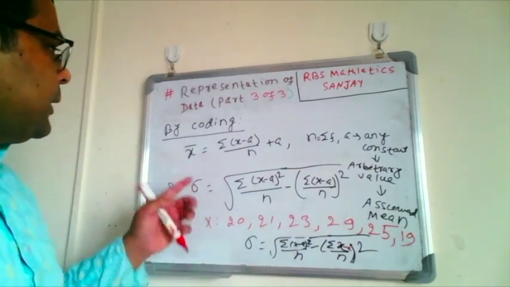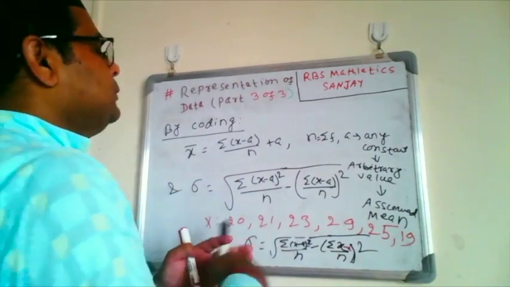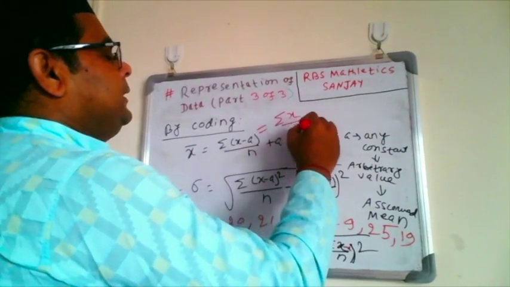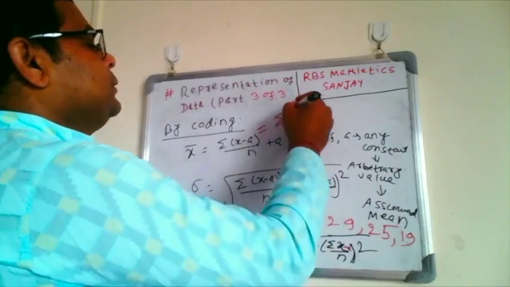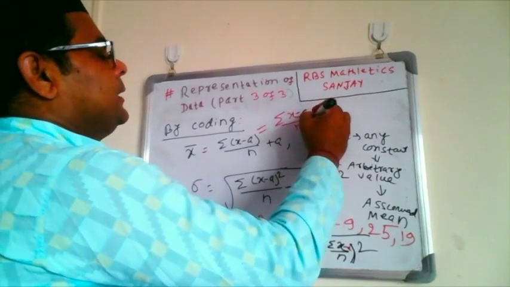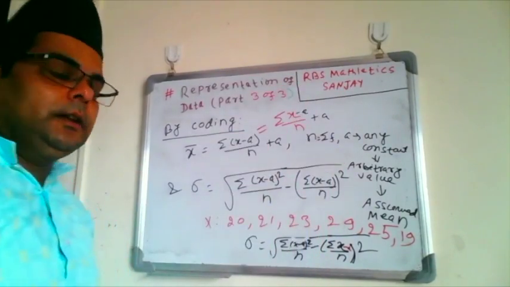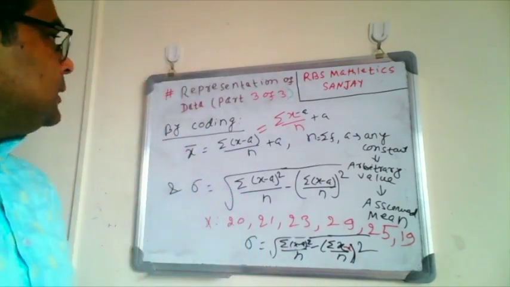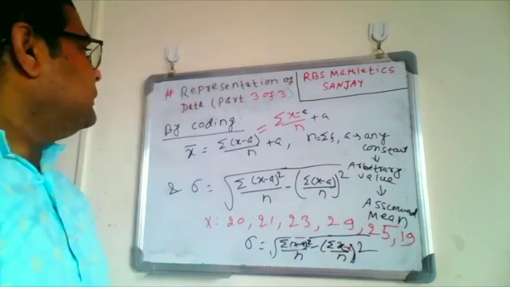The arithmetic mean formula, you know that this is in general by direct method, summation of x by n. Then the only thing that you have to do is write here x minus a, and then plus a. So that sort of thing you must remember in order to deal with the problems in this chapter named representation of data.